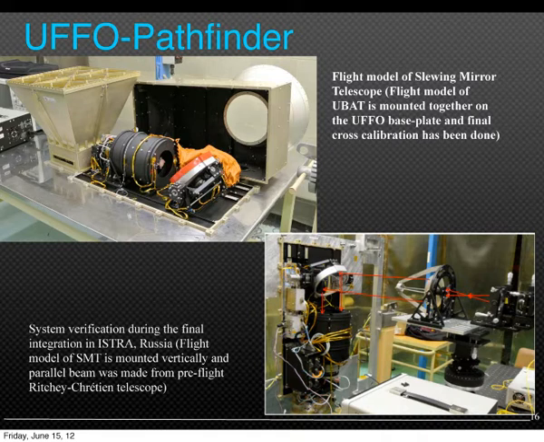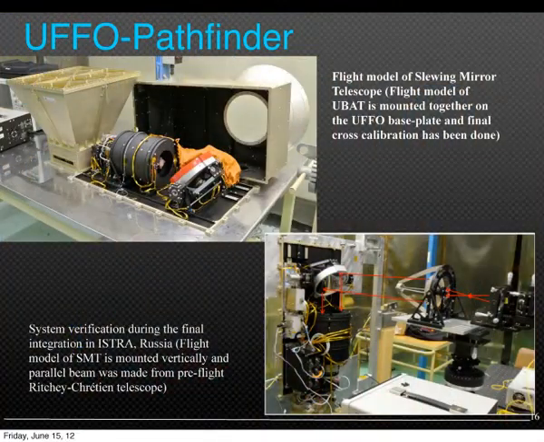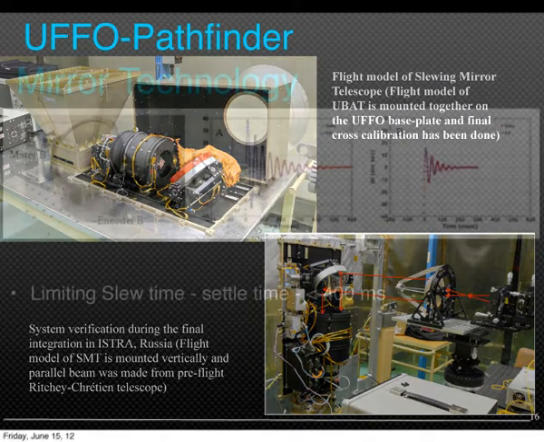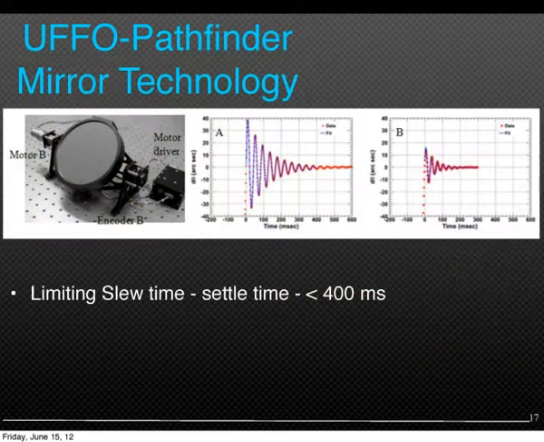So this is our flight model, and this is a little base plate that's bolted onto the instrument platform. Here you can see we're doing a little test with parallel light in the actual SMT and the steering mirror. And right now, the UFO is at ISTRA, undergoing tests with integration with an interface with other instruments. So this is our beam steering mirror right here.